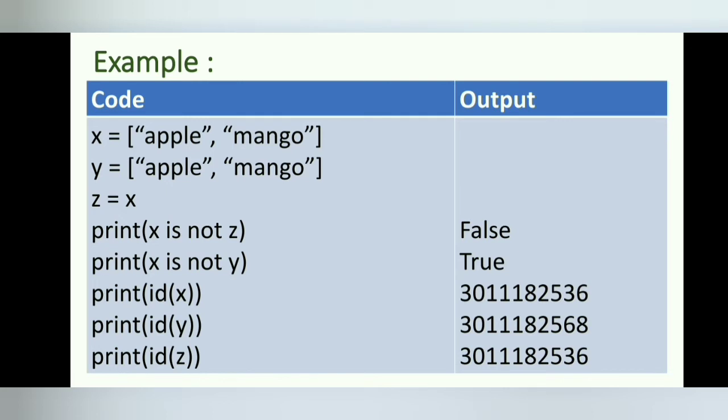In the case of x is not y, x and y are pointing to two different memory locations, so they are not identical, so the output is true. On your system, the address numbers, that is memory locations, may be different than mine, but the memory locations of variables x and z will be the same, and the memory location of y will be different, just like mine.